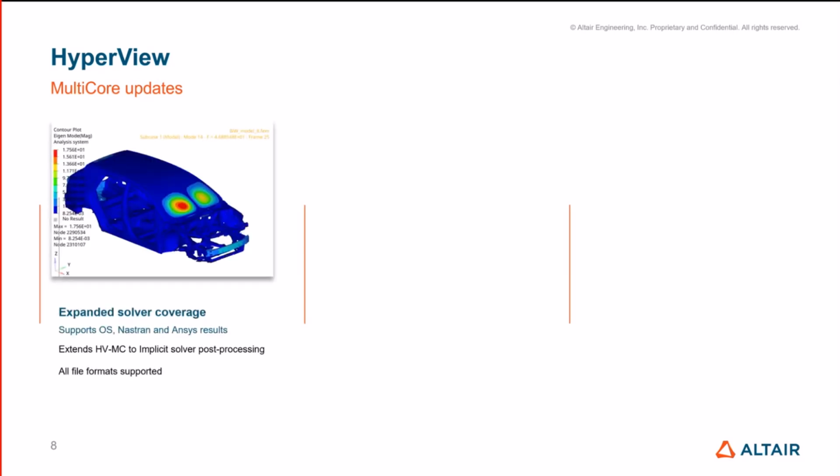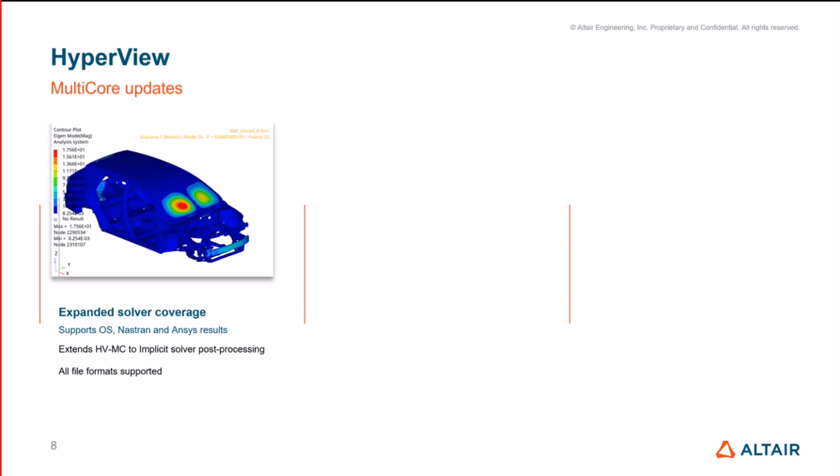So the first one in this release, what we have done is we have expanded our solver support. As I mentioned, up to 2024.1, we covered only 4 solvers, but with 2025, we are now able to support OptiStruct, Nastran, and ANSYS results. So that means we have basically extended HyperView multi-core to cover many of the implicit solver post-processing use cases as well. And basically for these 3 solvers, we are going to support result file formats that they output. For example, OptiStruct could be outputting as an OP2 or a H3D or a FemZip file. We are able to cover all these variations.